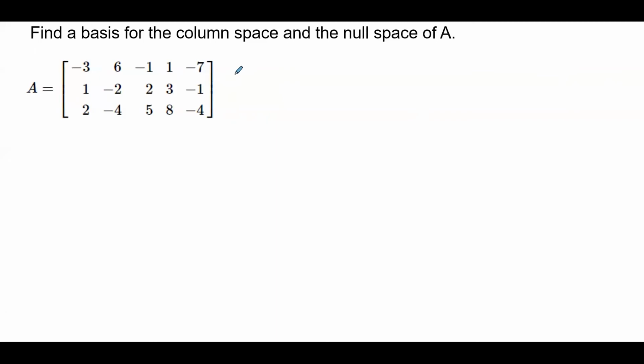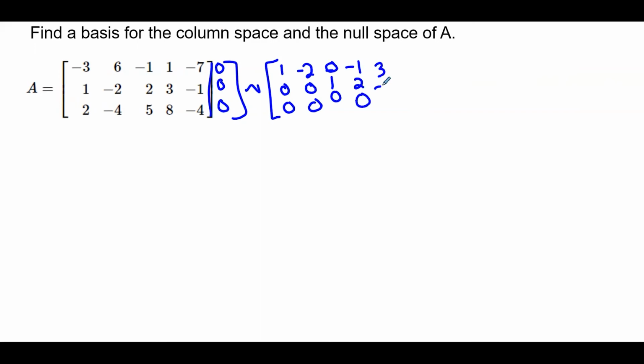So I need to row reduce. Really, I need to augment with 0. So let's augment this with 0 and row reduce it. I used a calculator here. So this row reduces to this matrix, and I've only got two leading ones, only two pivot columns.